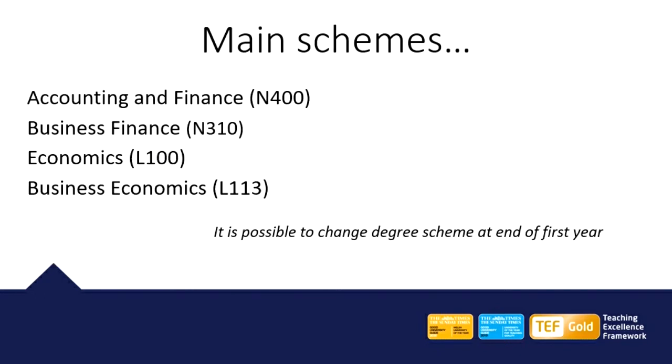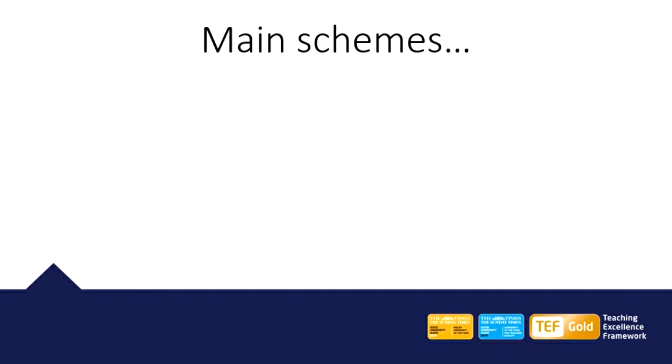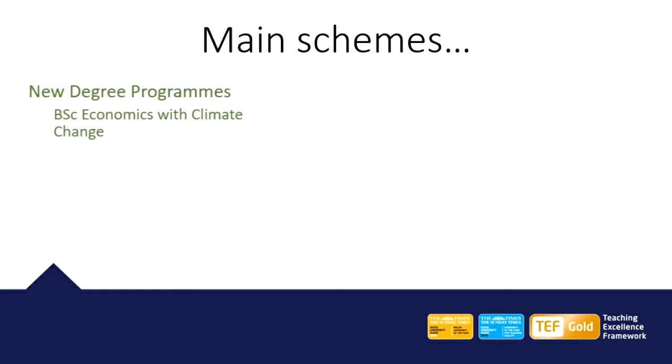So what are the main schemes? Well, our main schemes we're talking about today are accounting and finance, business finance, economics, and business economics. And within those schemes, you can also do joint honours. So you could do accounting and finance and economics, accounting and finance and marketing, accounting and finance and computing, and economics you can also do with politics. There are other schemes out there, but I'm just going to be looking at the main single honours schemes, which is these four today. We also have a new scheme coming on stream, which is economics with climate change.